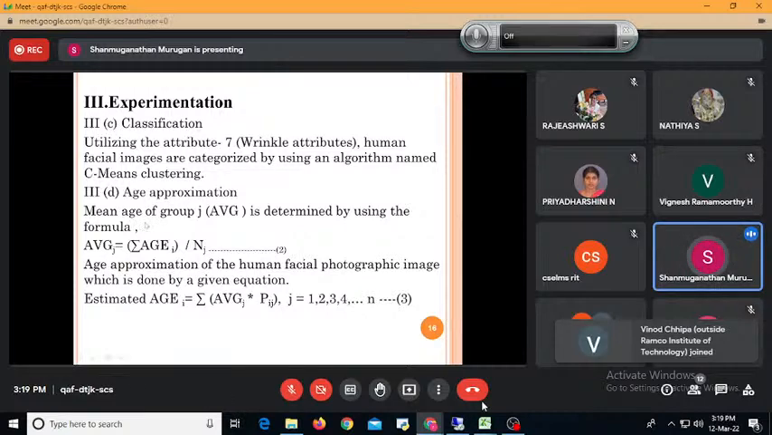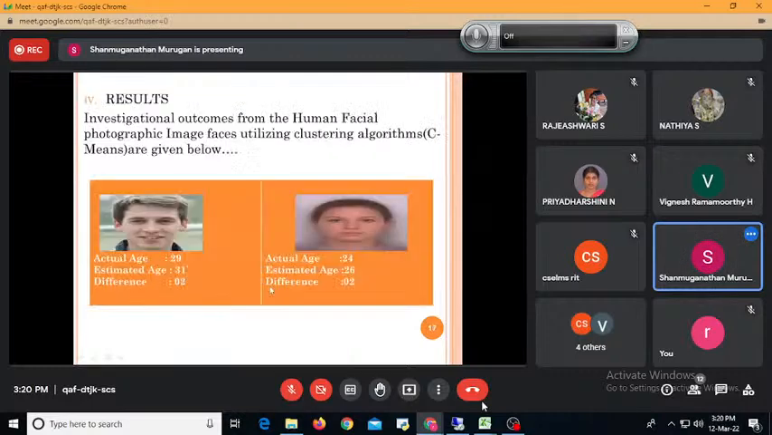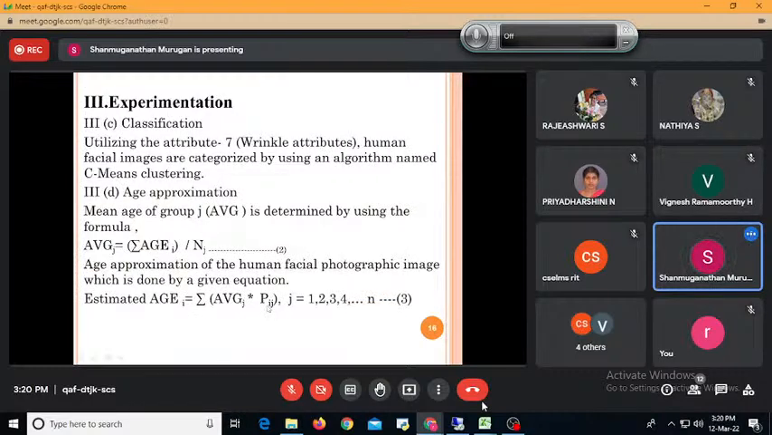And age approximation, mean age approximation, by using the formula. This is the formula we are using, divided by n, where n is the number of images used. So the age approximation of the human facial photograph image is under this equation, a summation of this, where j equals 1 to 3 up to n, the number of images used.